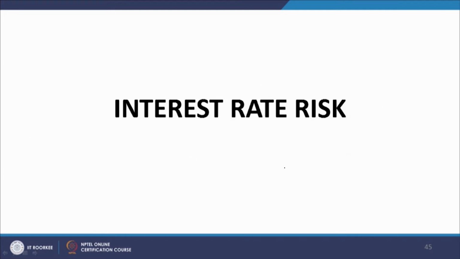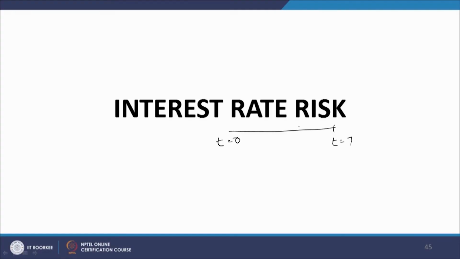Now, we start a new chapter which is interest rate risk. Now, when we make an investment in a bond, let us assume that at t equal to 0, I have made an investment in a bond. Let us say the maturity of the bond is t equal to capital T, and let us assume that my holding period of the instrument is not equal to the maturity of the bond. Let us assume that my holding period is less than the maturity of the bond. Let us say it is somewhere here, t equal to h.